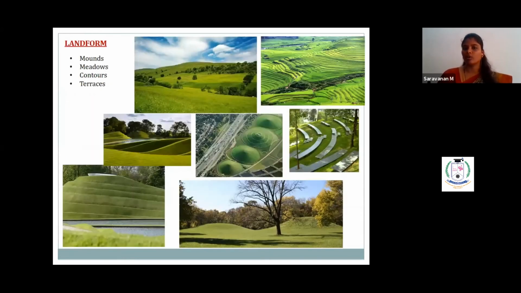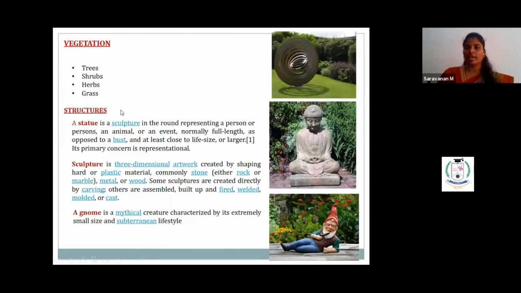Next is your landform. Landform means your mounds, meadows, contours, and terraces. Please check the images. I think you all know what all of this means. And your vegetation shows your trees, shrubs, herbs, and grasses.